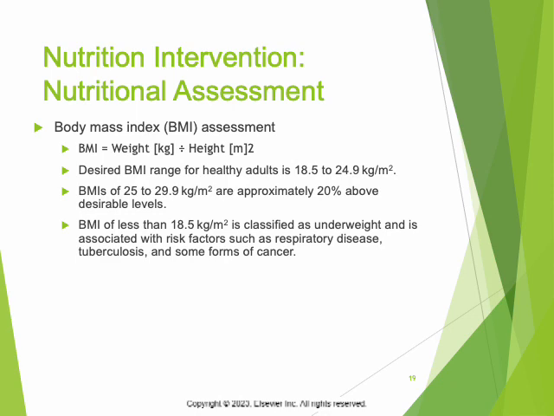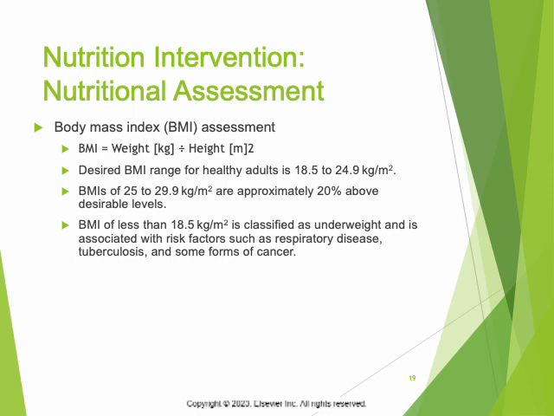Then you multiply height in meters by itself because you're squaring it. Divide the weight in kilograms by the square of the height in meters, and the result is going to be your BMI. Now, luckily, you don't have to memorize this whole process, although it is good to know, but there are many BMI calculators that will help you do this, and oftentimes it will be calculated within the electronic medical record. The desired BMI range for a healthy adult is 18.5 to 24.9 kilograms per meter squared, and this reflects a healthy weight-height ratio.